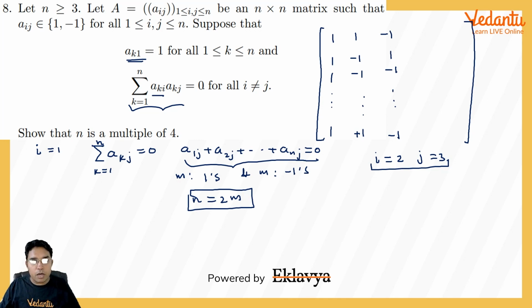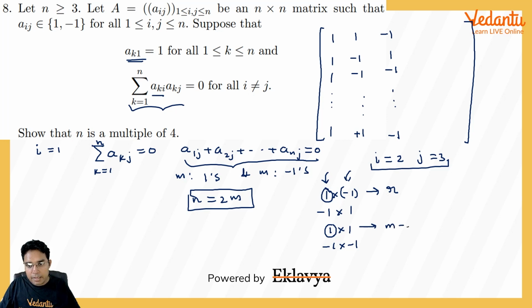But in order for this product to become equal to 0, we will be multiplying either 1 with minus 1, or minus 1 with 1, or 1 with 1, or minus 1 with minus 1. These are the possibilities. So this is my second column and this is my third column. Now the number of ones are m in number, and they are at 2 places. Suppose these ones are r in number. Then the other number of ones will be m minus r in number.